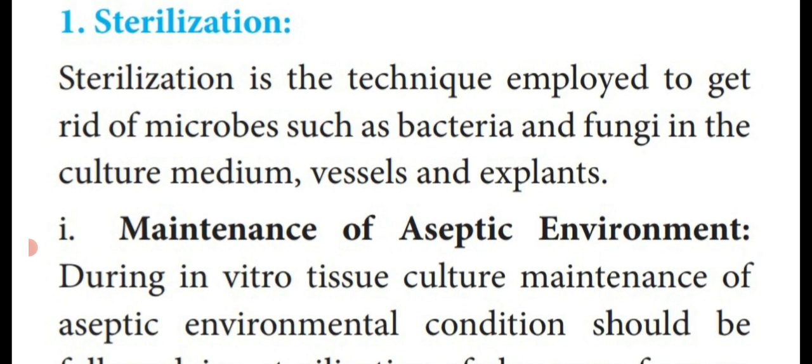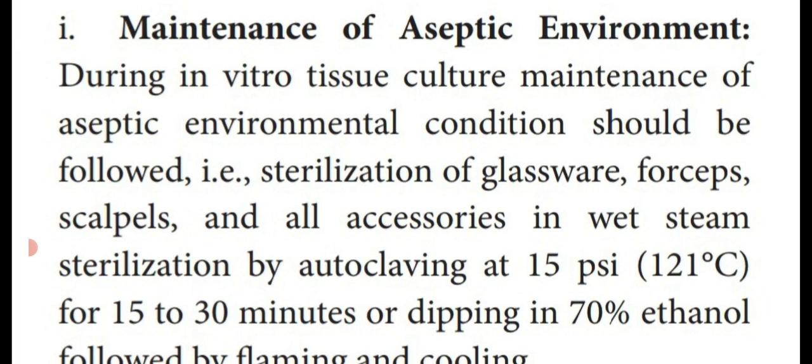Dear students, see the definition. It is a technique employed to get rid of microbes, I told you microorganisms, such as bacteria and fungi in the culture medium, culture vessels, test tubes like that, and explant. What is sterilization? It is an important 2-mark question. So sterilization is of different types. First one, maintenance of aseptic environment. Aseptic environment means without toxic substances such as bacteria and fungi which cause diseases.